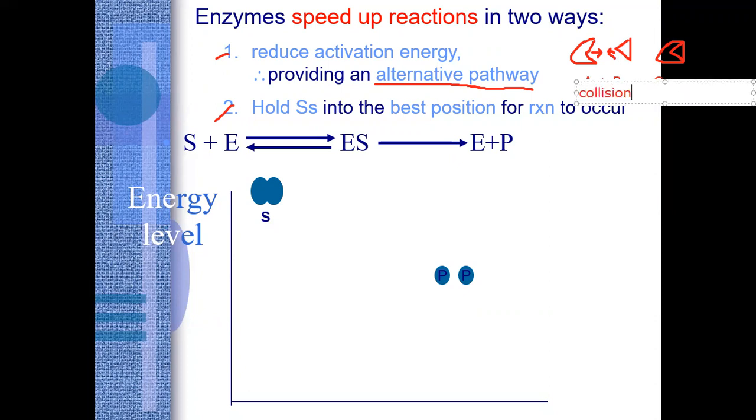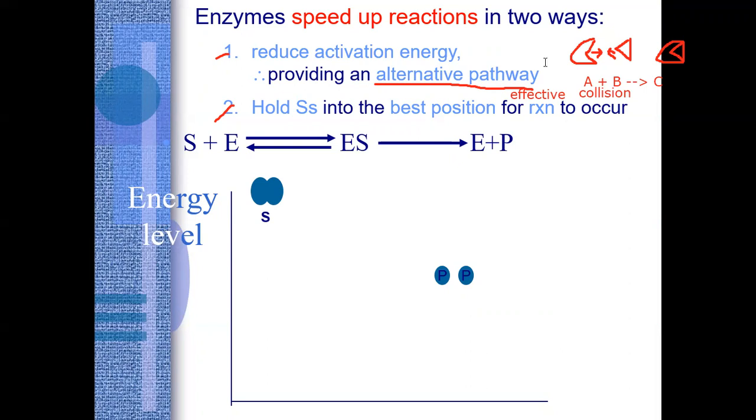Collision. So they have to collide, meaning they must hit each other so strongly that it becomes an effective collision. Effective collision means when they collide, the reaction will take place. So A plus B becomes C. So this is the meaning of effective collision.